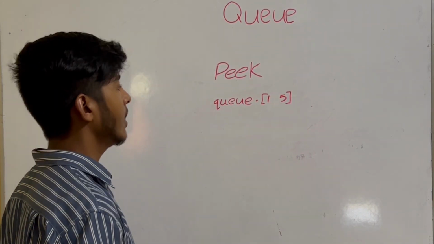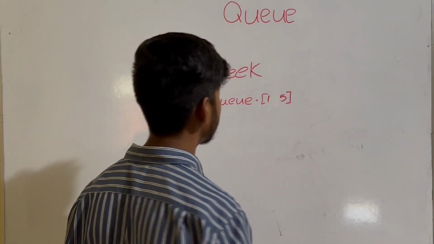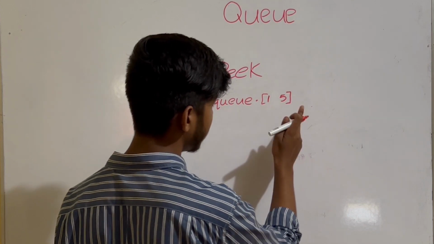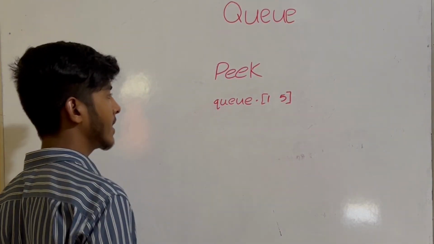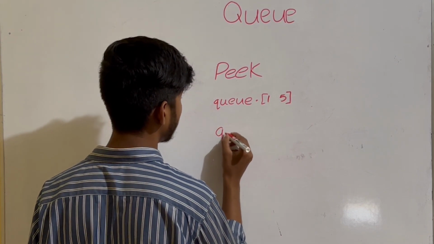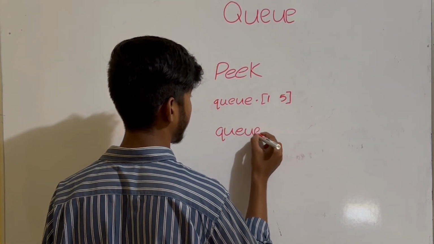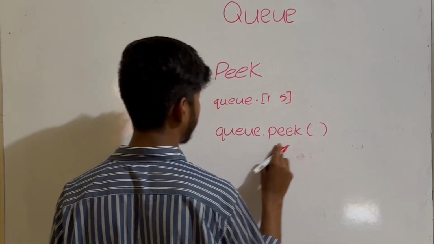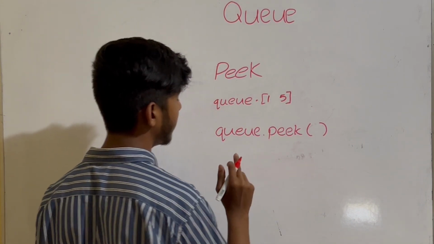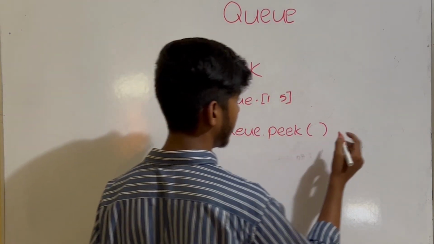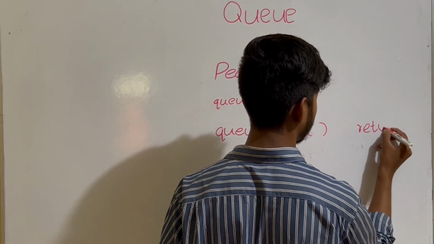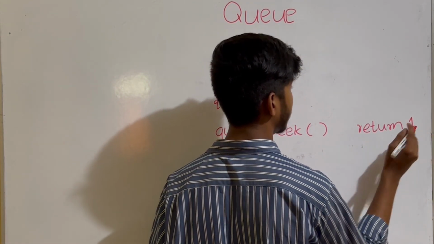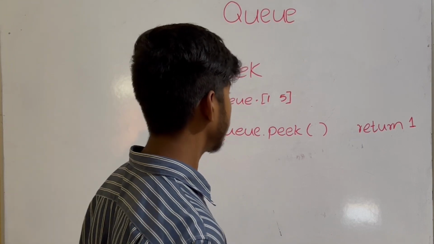Okay, let's talk about the peek method. The queue has 1 and 5 elements. 1 is the first element, and after that 5 is the second input element. Queue dot peek. Peek helps to return the first input element. Using this method, it returns 1, because 1 is the first input element.